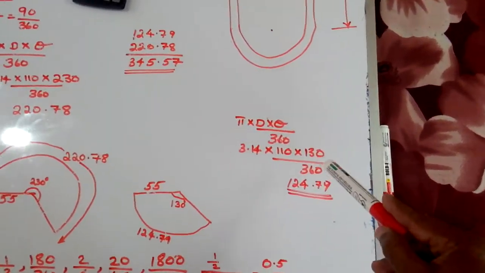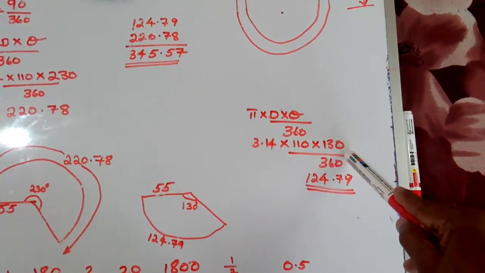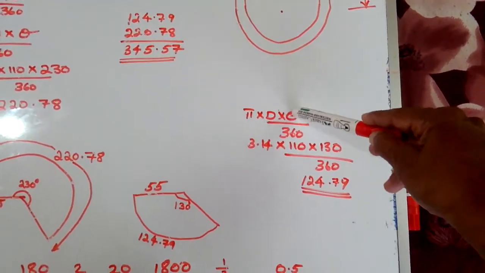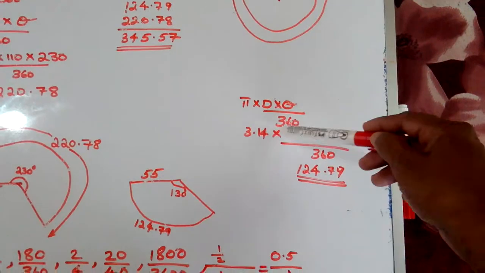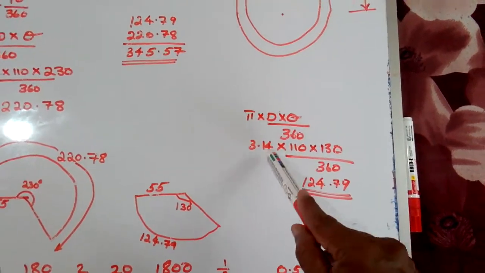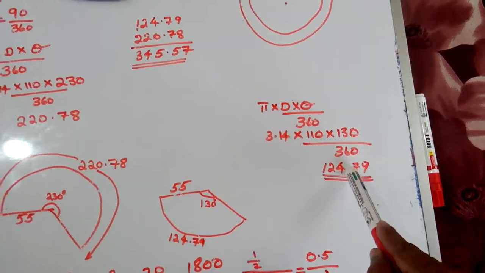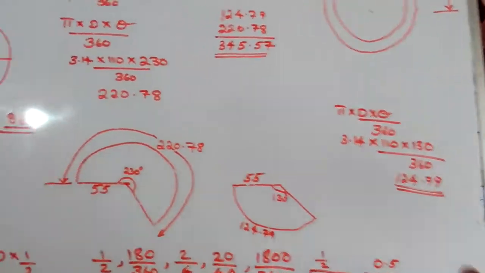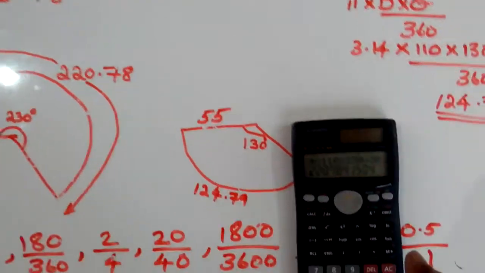So I have written here 130 in the place of degree. Pi d into degree: instead of degree I have written 130. For 360 I have written 360. If we calculate pi d into degree divided by 360, we will get a measurement of 124.79. We shall check it. Pi d into degree divided by 360.